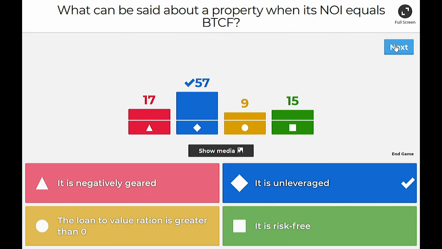I noticed that I so often put N after ratio. It's just automatic when I type. So anyway, here I did it again. When NOI equals before tax cash flows, just think about what comes between NOI and before tax cash flows. Debt service, exactly. So if NOI equals before tax cash flows, that means debt service equals 0. So you have no debt, which means it's unleveraged.